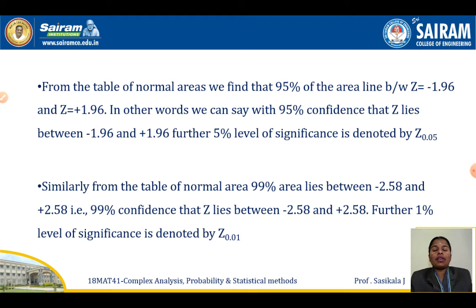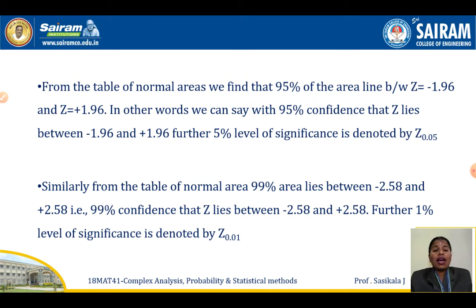From the normal curve, which is bell shaped as we have seen in normal distributions, the 95% level is nothing but the area lying between z values minus 1.96 and plus 1.96. In other words, we can say with 95% confidence that z lies between minus 1.96 and 1.96. Further, the 5% level of significance is denoted by z of 0.05.